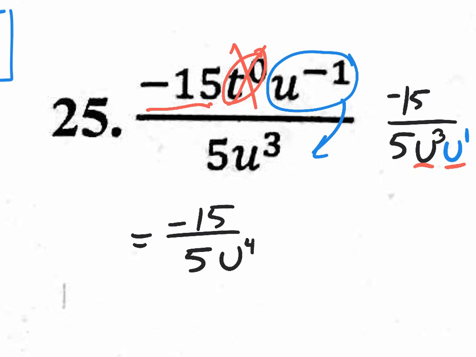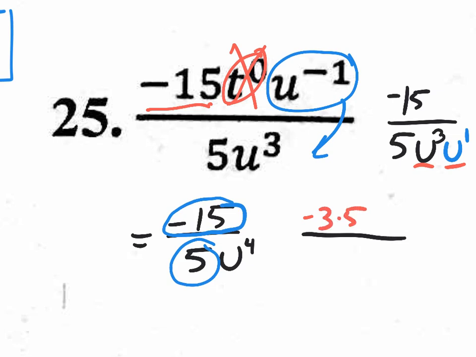Now, is there anything else I could do? The answer is yes. Let's look at those numbers. Negative 15 divided by 5. What's negative 15 divided by 5? It's negative 3. And where's that negative 3 supposed to be? Up on top or on the bottom? Up on top. Now, if you're not clear with this, you could always rewrite negative 15 as negative 3 times 5.